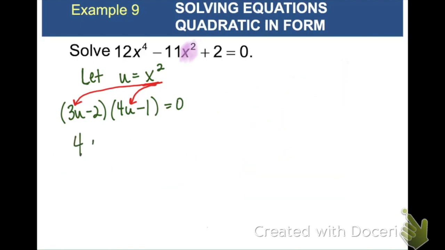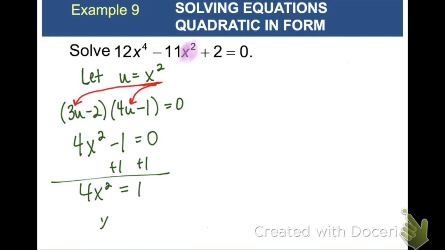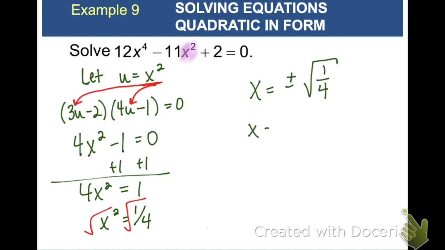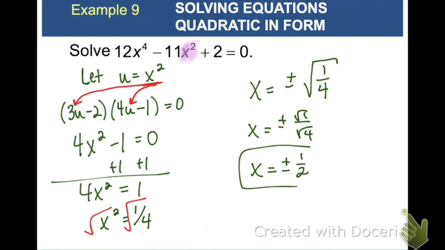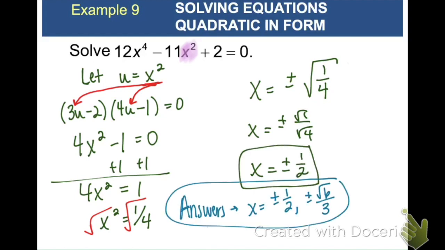Now for our other factor, plug x squared in for u. Move your 1 over by adding. Divide over your 4. And then again, we're taking the square root of both sides. This time, 1 and 4 are both perfect squares, so we actually end up with an answer that doesn't have a radical in it. So we get our final answers as x equals plus minus 1/2 and plus minus square root 6 over 3.